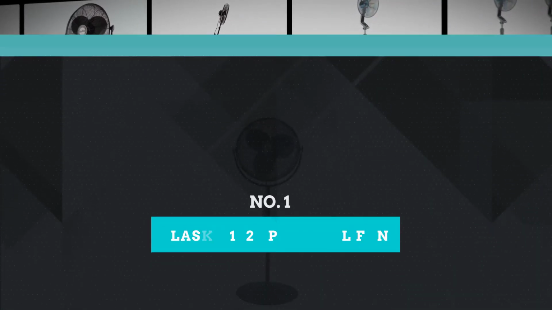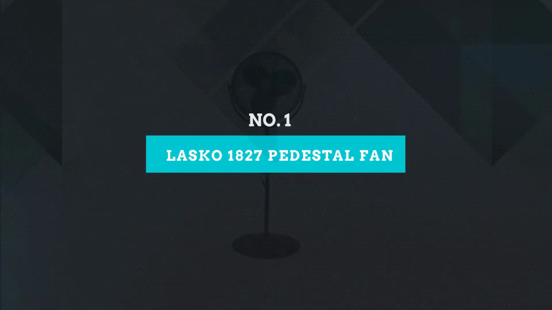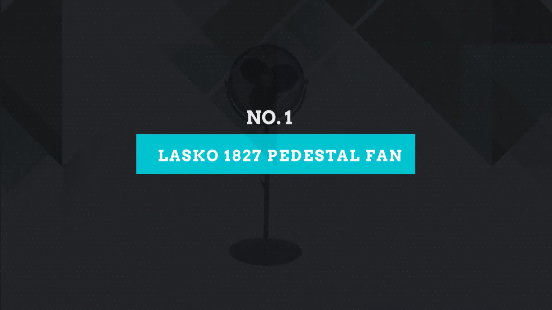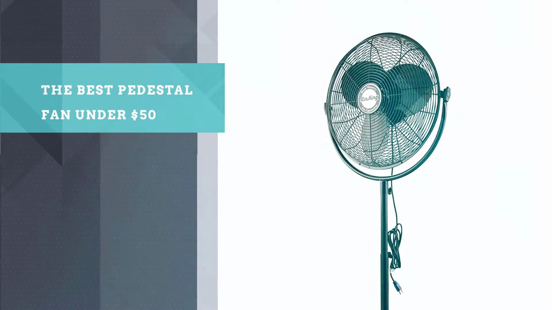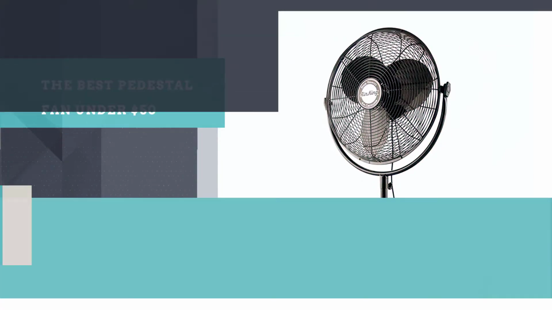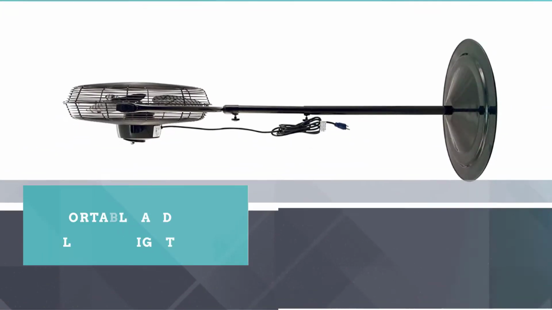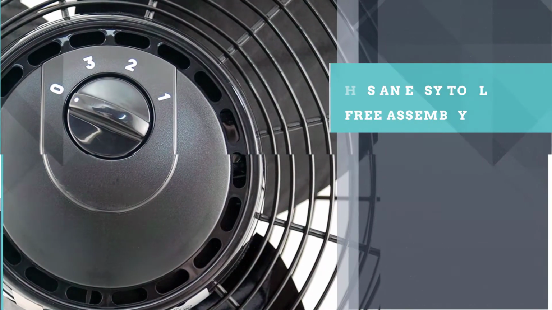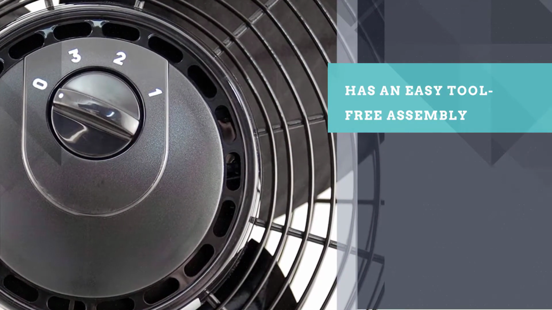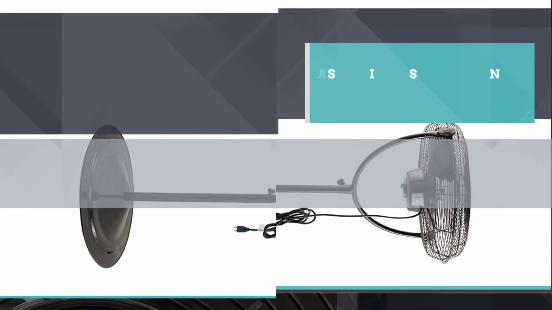Number 1. Lasko 1827 Adjustable Elegance and Performance Pedestal Fan. This pedestal fan is known for its superior quality performance and it's priced under $50. The lightweight design makes it easy to move around, and its three energy-efficient fan speeds give out an impressive amount of air. It comes with a wide oscillation feature so it can cover quite a good amount of space.